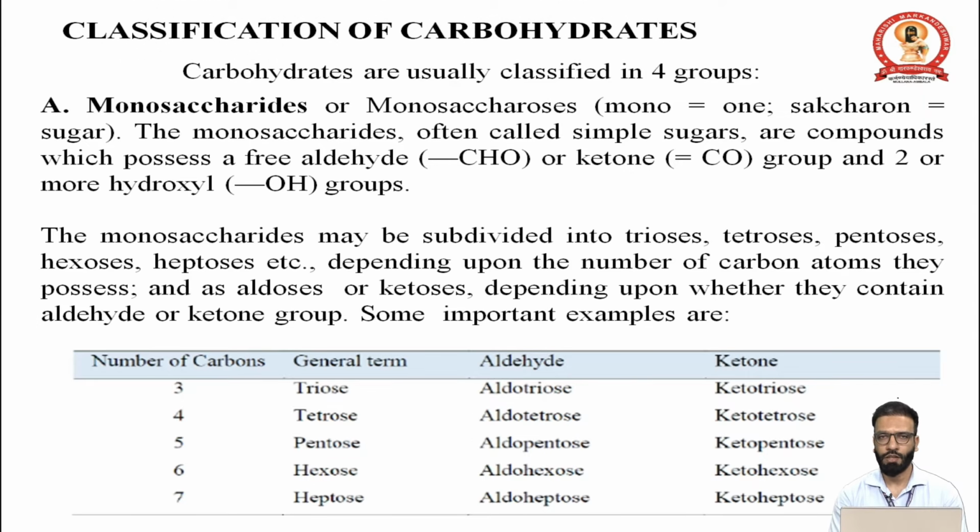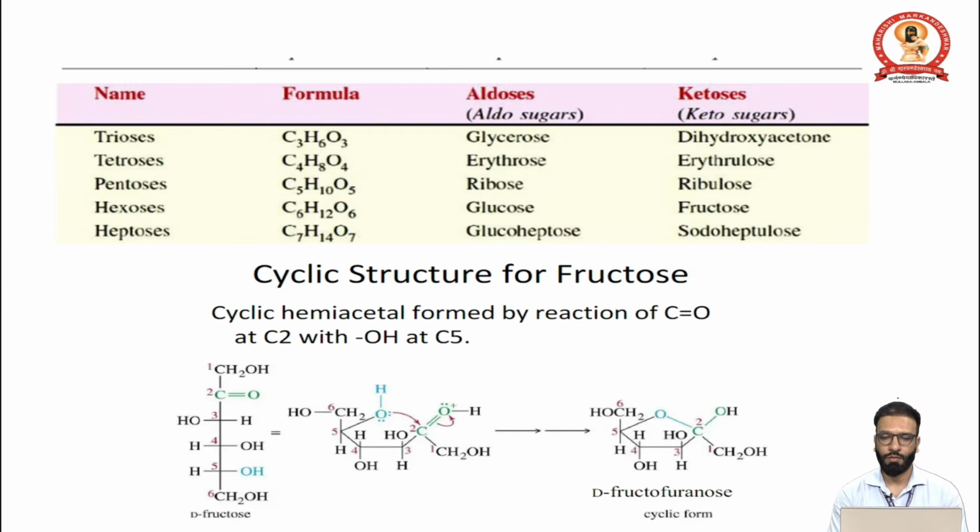And depending on the functional group present, whether it's aldehyde or ketone, we can call them aldotriose, which means it has an aldehyde group, and triose means it has 3 carbons. Similarly, ketotriose, aldotetrose, ketotetrose, and so on. So this is the first classification, the monosaccharides. Mono means single, and they are simple sugars, subdivided into different categories based on the number of carbons, right?